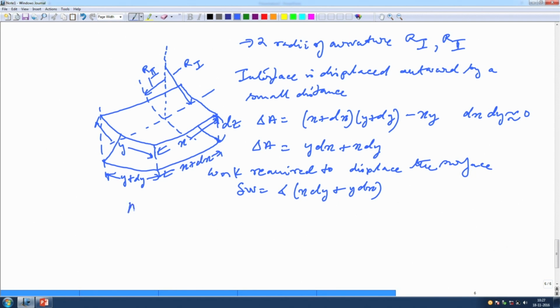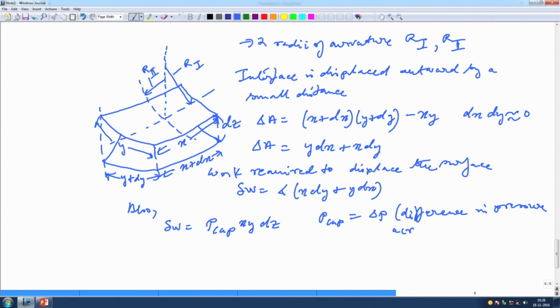Now, also you should recognize that this work is basically done by what? It is done basically by some kind of a capillary pressure. We will define the capillary pressure shortly. Capillary pressure is nothing but delta P, which is the pressure difference across the interface. Difference in pressure across the interface. Got it?